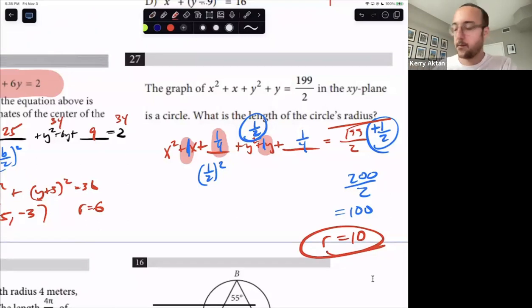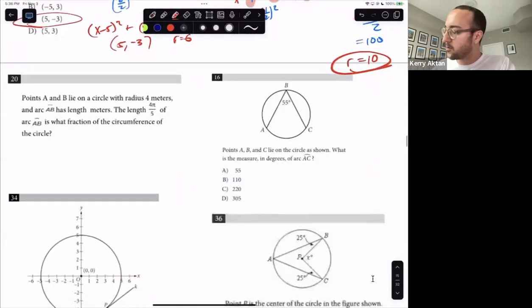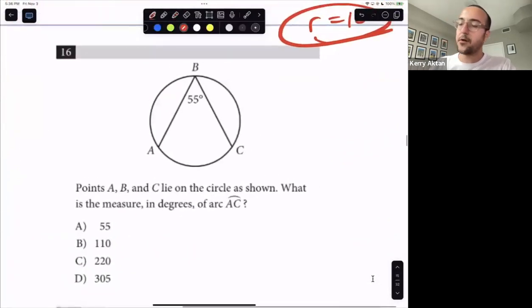And then, yeah, cool. Now, take a look at these two angle questions right here, guys. I don't know if this will show up, but it showed up last year, and it's a freebie if you know it.